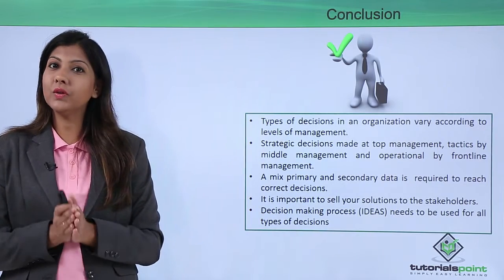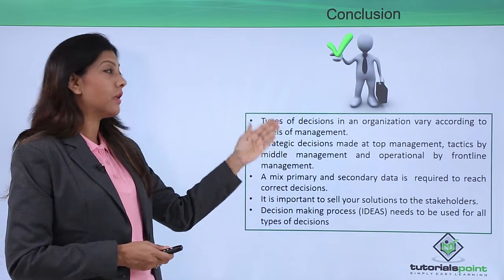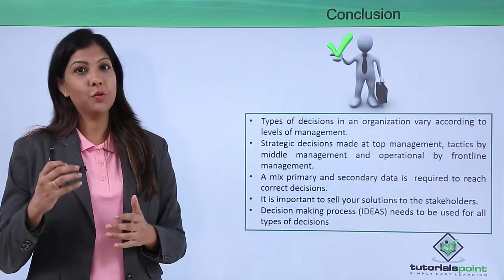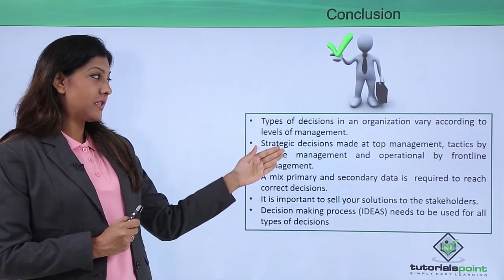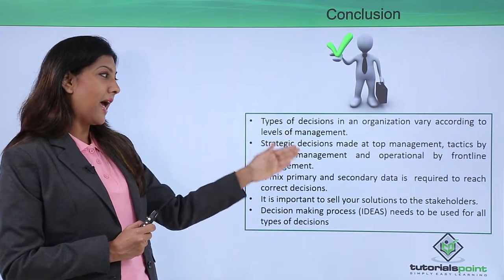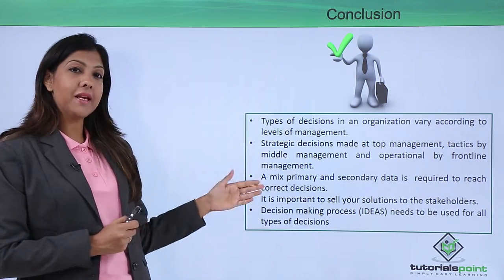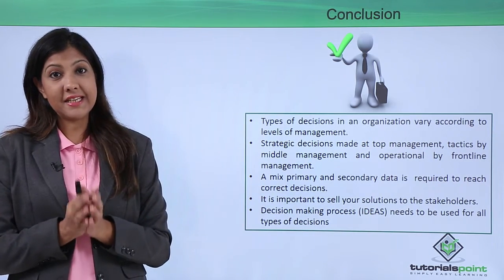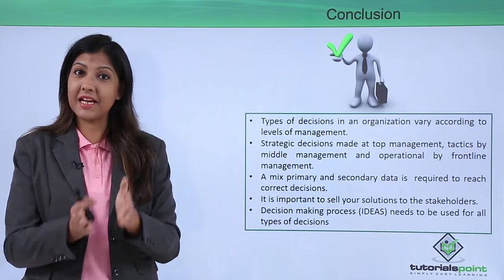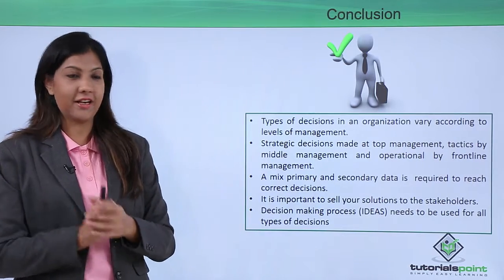Well friends, to conclude this particular topic on decision making, the types of decisions in an organization vary according to the levels of management, from top to middle to frontliners. Strategic decisions are made at the top management, tactical by the middle management, and operational by the front level of people in your company. A mix of primary and secondary data is taken wherever different kinds of data are required. So at times primary data is collected directly and secondary data is collected indirectly.